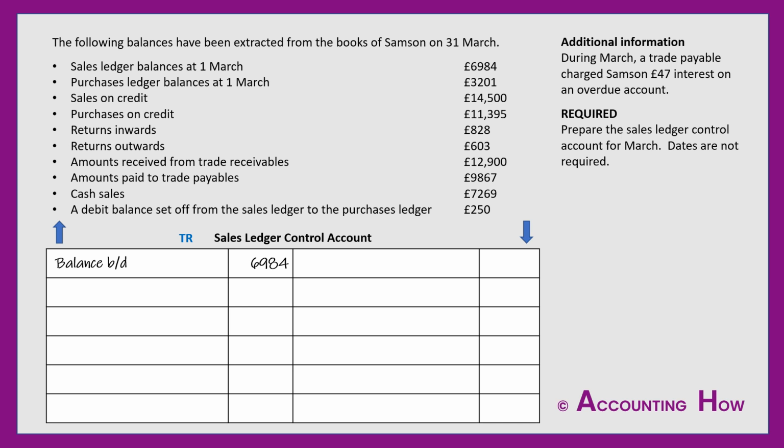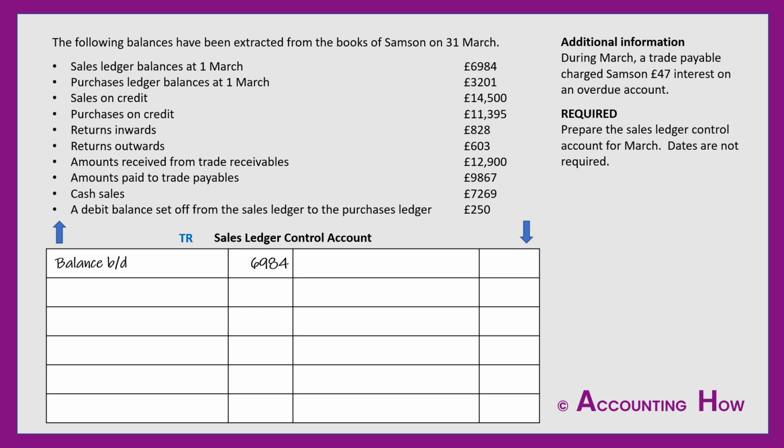The next item in the list is the purchases ledger balances. Well, I've only been asked to prepare a sales ledger control account. So sometimes the information that we're given in questions is about being selective. Not necessarily everything is needed. So that purchases one is not relevant for this question.